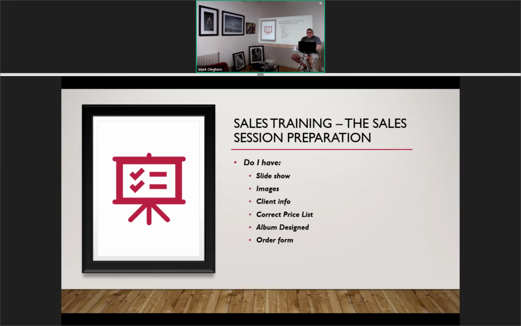You need to make sure that you've got all the client information to know that little Molly was a little terror, but the images look fantastic, and little Ellie was an absolute angel, and so on and so on. But that client information is absolutely key.